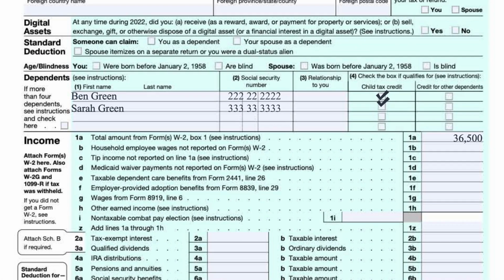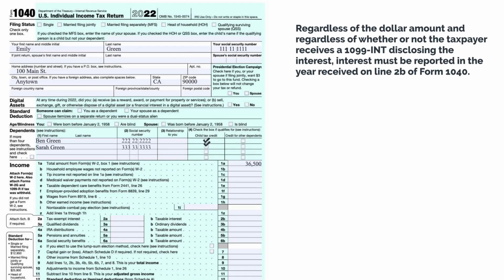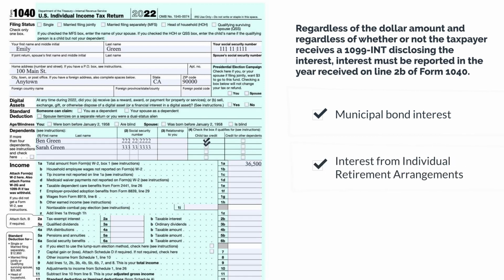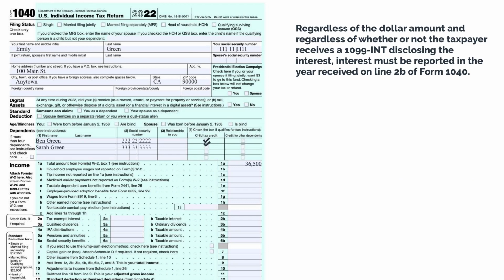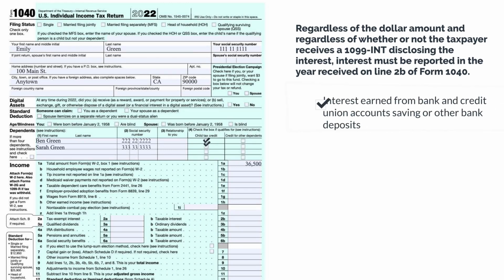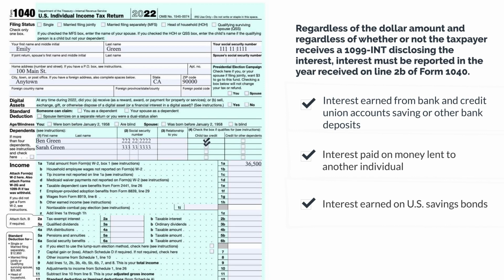Some examples of tax-exempt interest include municipal bond interest, or interest from individual retirement arrangements. Taxable interest includes interest earned from bank and credit union accounts, savings, or other bank deposits, interest paid on money lent to another individual, interest earned on U.S. savings bonds, or interest received on tax refunds.